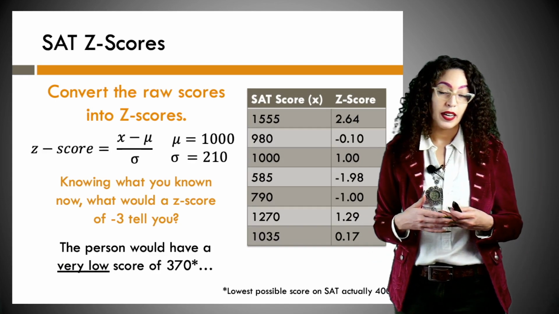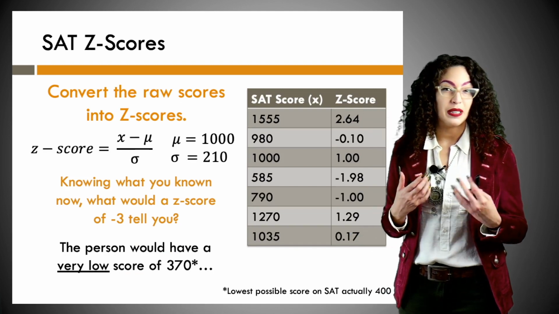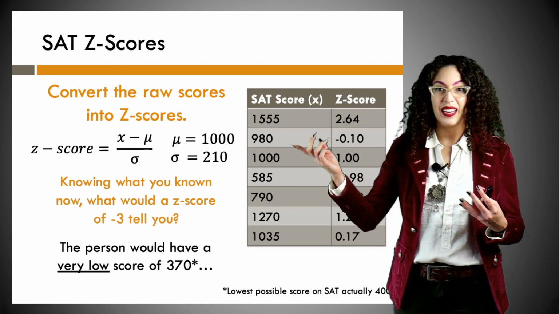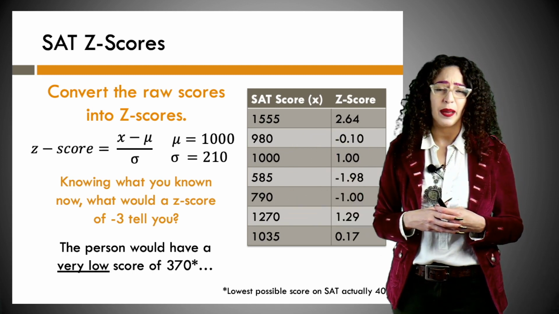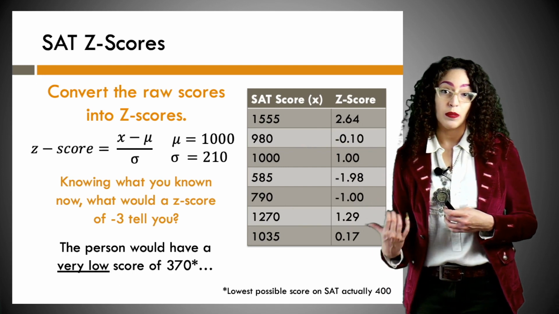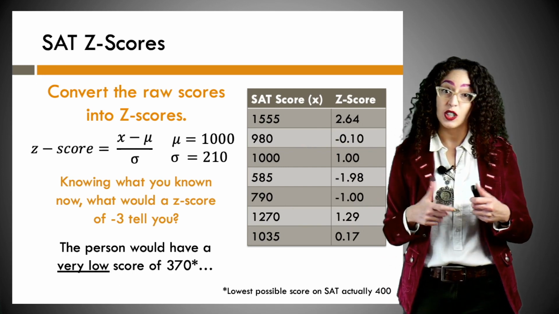But now, I hope that you can see that just knowing the z-score can let you know a lot more than knowing that somebody had a, I don't know, 1270. Is that good? Is that bad? It's a 1.29. So we know that they're quite a bit above the average, and that's actually quite good.